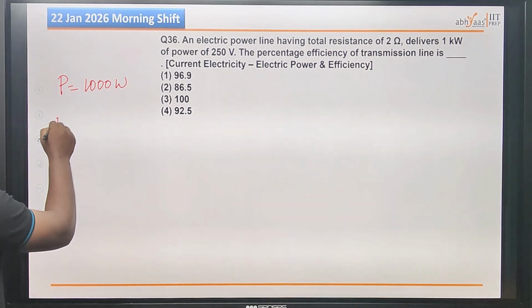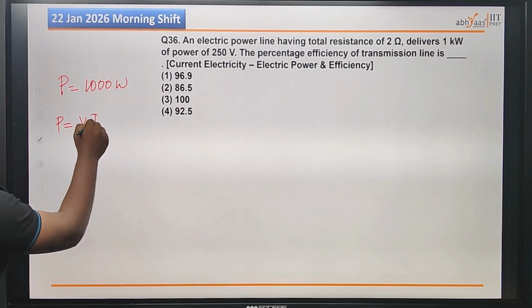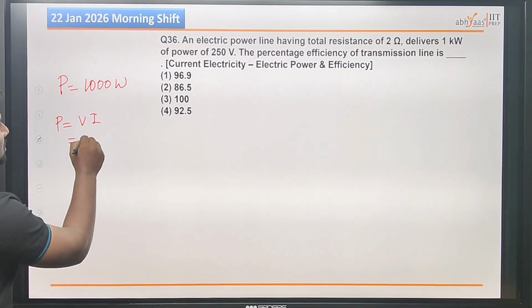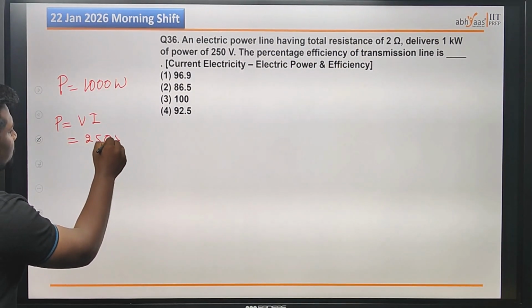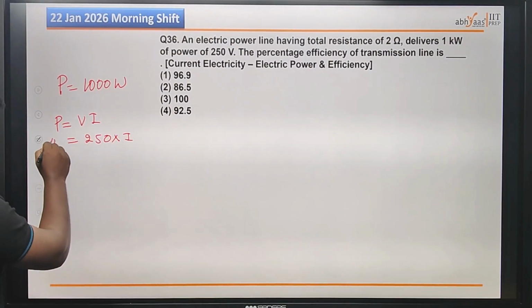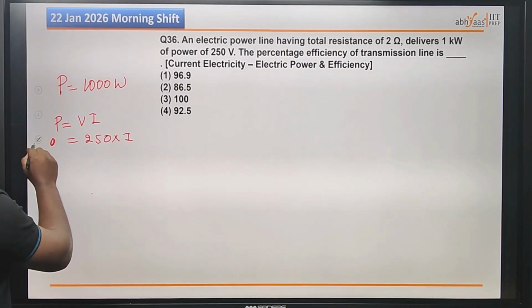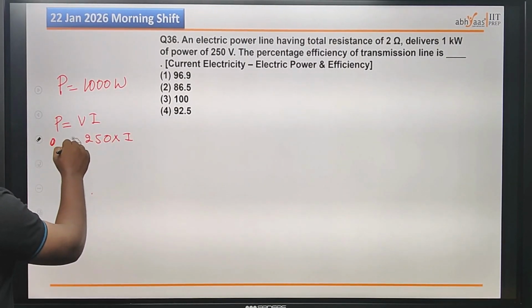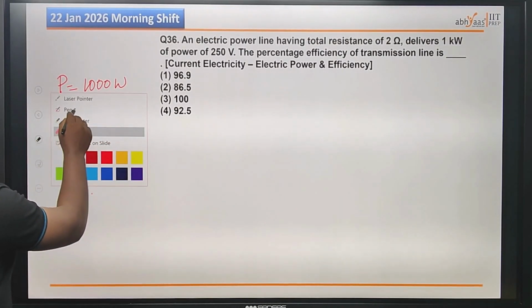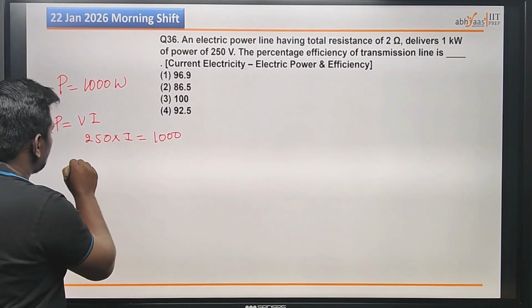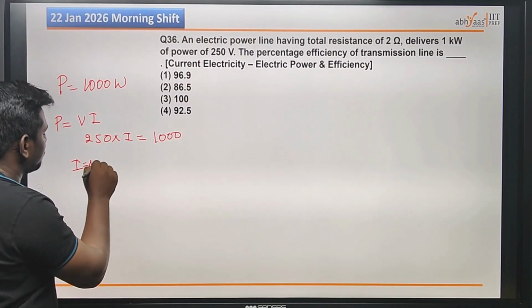So, power formula, we know that power is nothing but V into I, and we have to find I. V is 250, so 250 into I. Power they have given is 1 kilowatt. Just wait, I am writing outside. That is power, 1000. So, I can be written as 4 amperes.